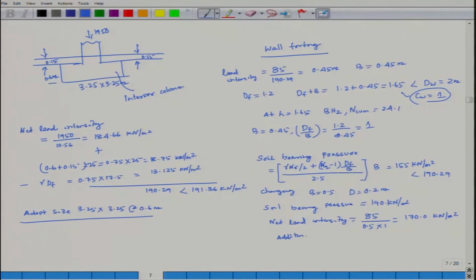Then additional load, which is equal to (0.2 plus 0.15) into (25 minus 17.5), which is equal to 2.63 kilonewton per meter square, which comes out to be 172.63, less than 190. Then you adopt wall footing width equal to 0.5 meter.